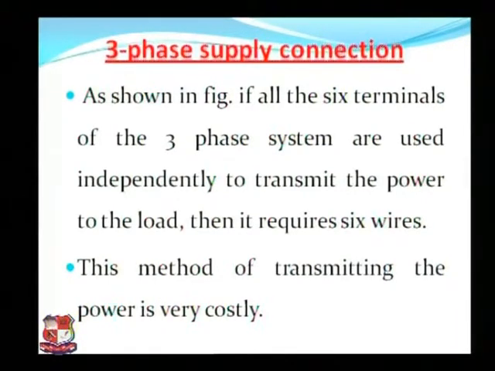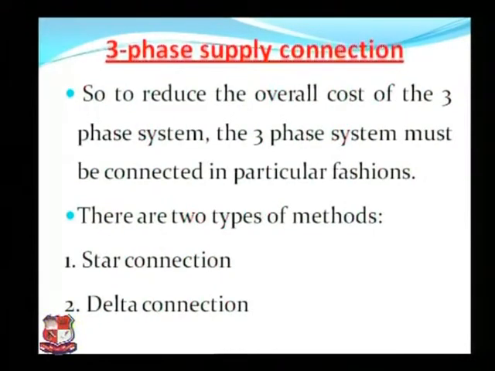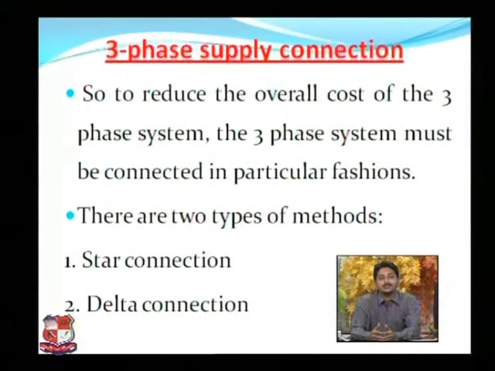So instead of that, what do we prefer? To overcome the overall cost of the three phase system, the three phase system must be connected in a particular fashion. Instead of R1 R2 connected with the load, Y1 Y2 connected with the load, and B1 B2 connected with the load, we use two different methods which are mainly preferred in a polyphase 3-phase circuit. These are known as the star connection and the delta connection. All 3-phase circuits, whether used for the transmitter section or the receiver section, are connected either in star fashion or delta fashion.